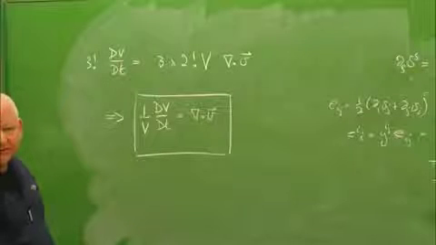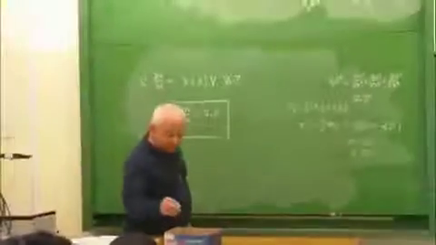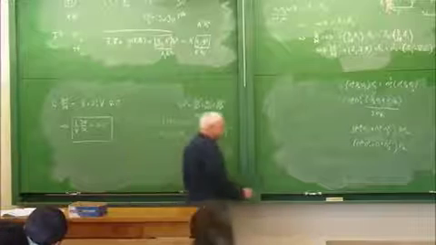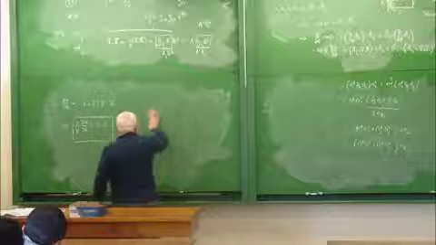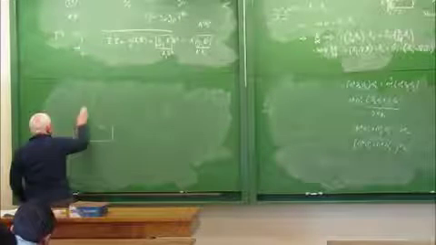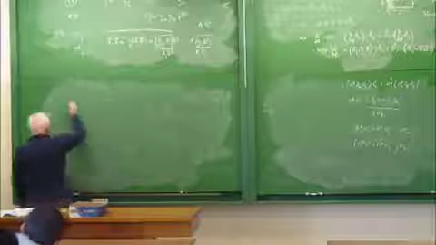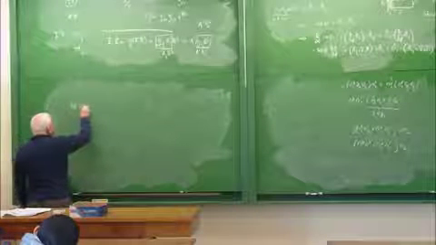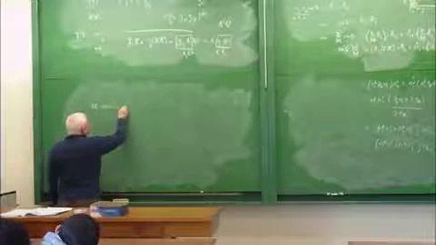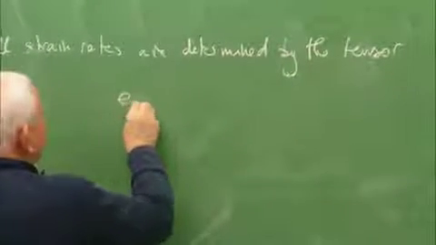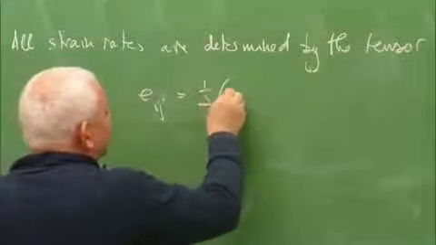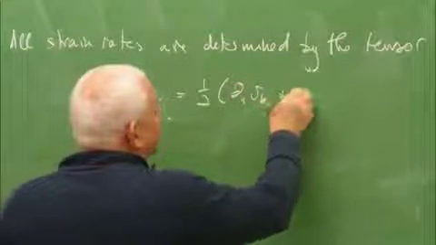Do you have any questions on it? So the message of all of this is that the elementary strain rates are all determined by a single tensor, all strain rates are determined by eij, which is 1/2 dk plus dk.